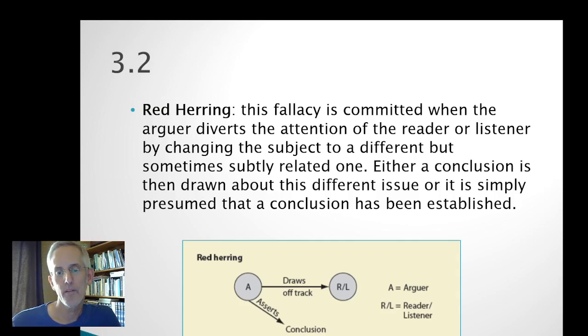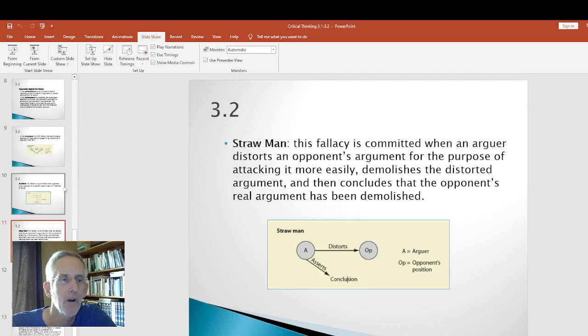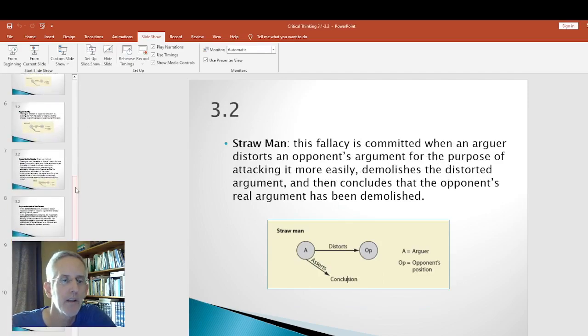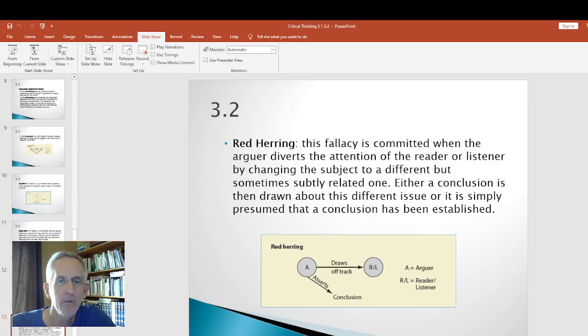So, nuclear power plants generate electricity, so that's subtly related, but that's not actually the issue. So that's a red herring fallacy, clearly. So we start off talking about the environmental impact of nuclear power, and then the argument shifts to a discussion about the dangers of electricity. Okay, so those are our fallacies in the first grouping, ending with red herring here.